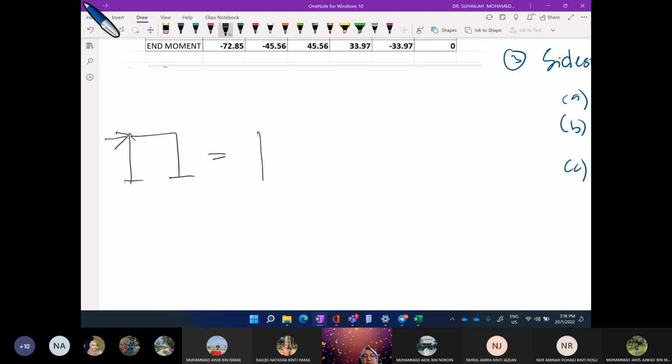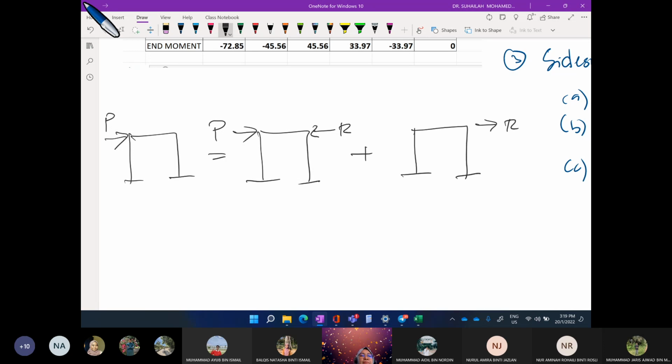Okay, we divide into 2. We put P, the external load, and we have put R here, plus this. R is in this direction. This is actually the concept.